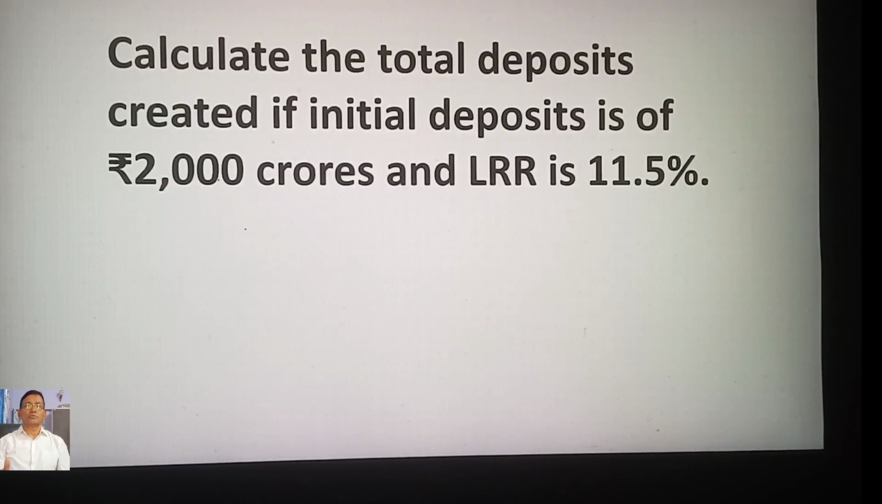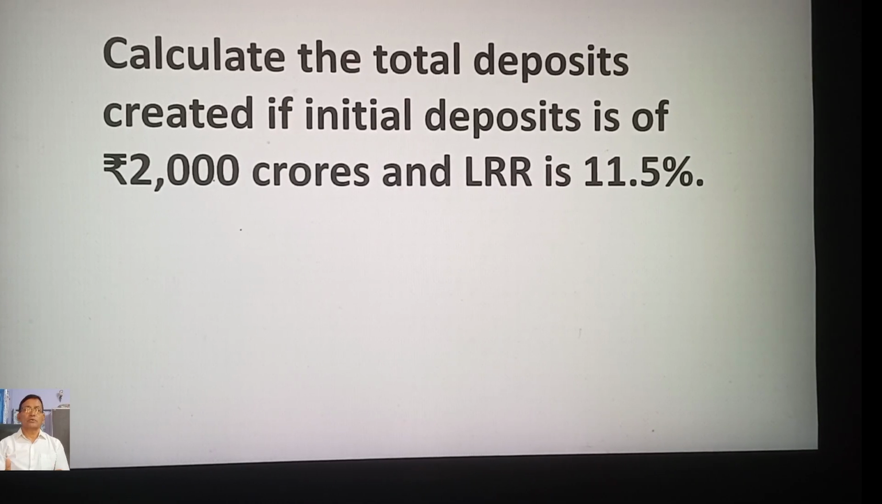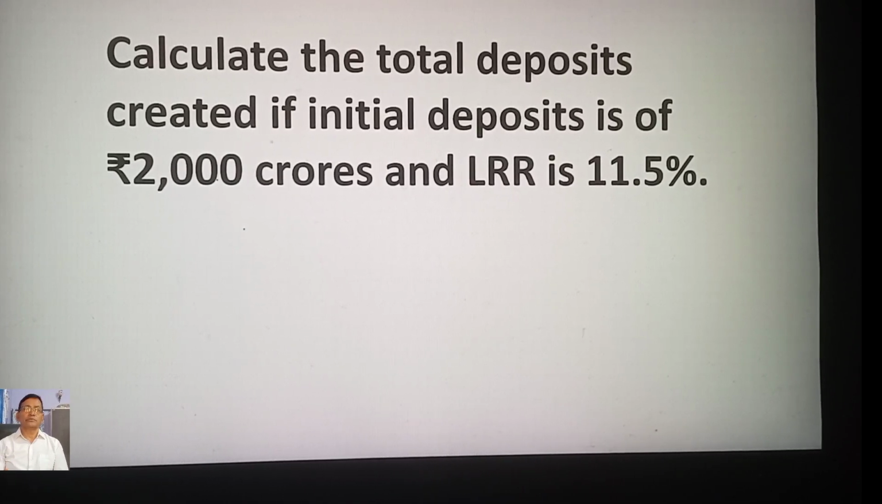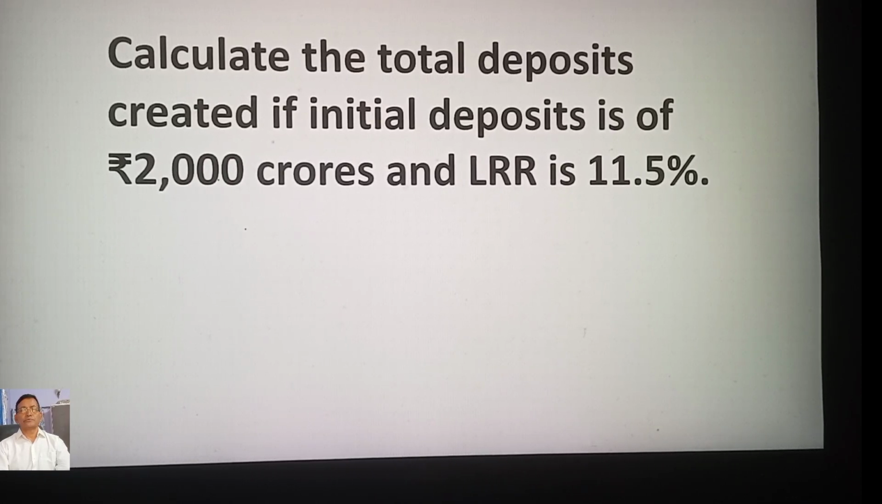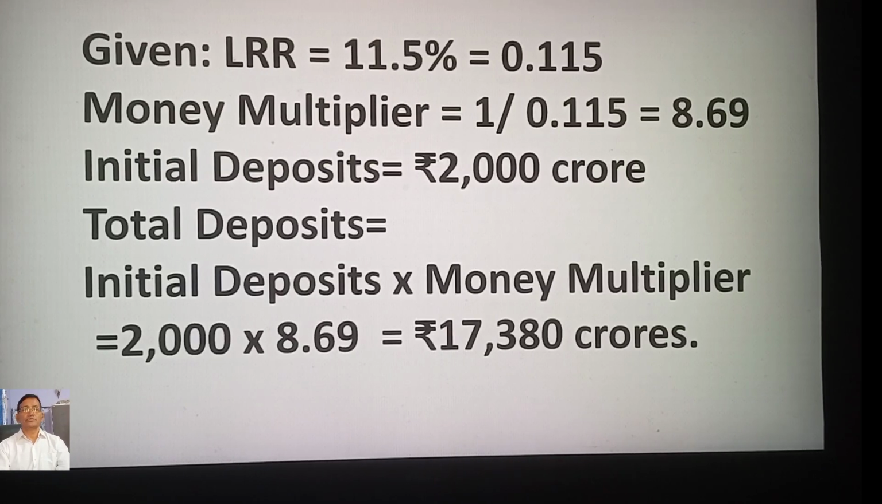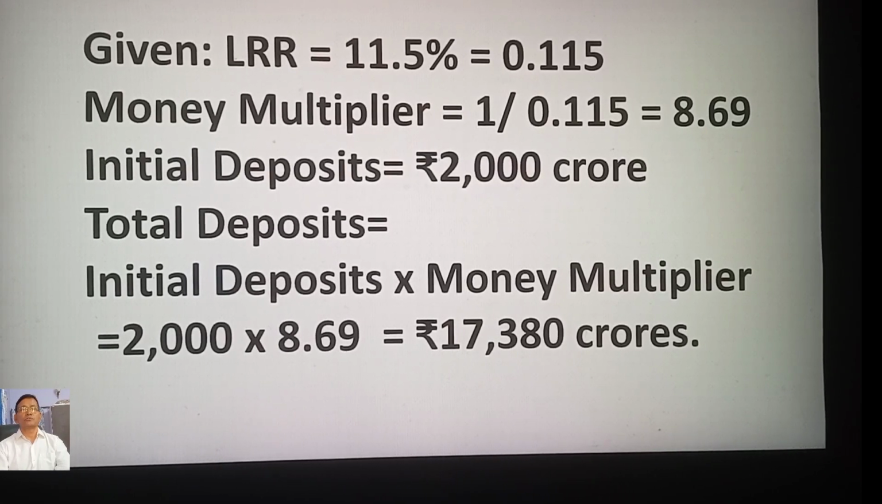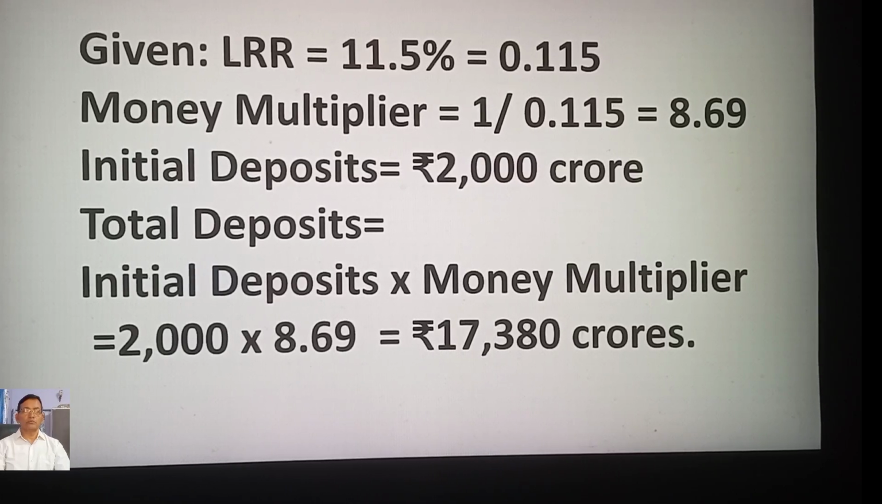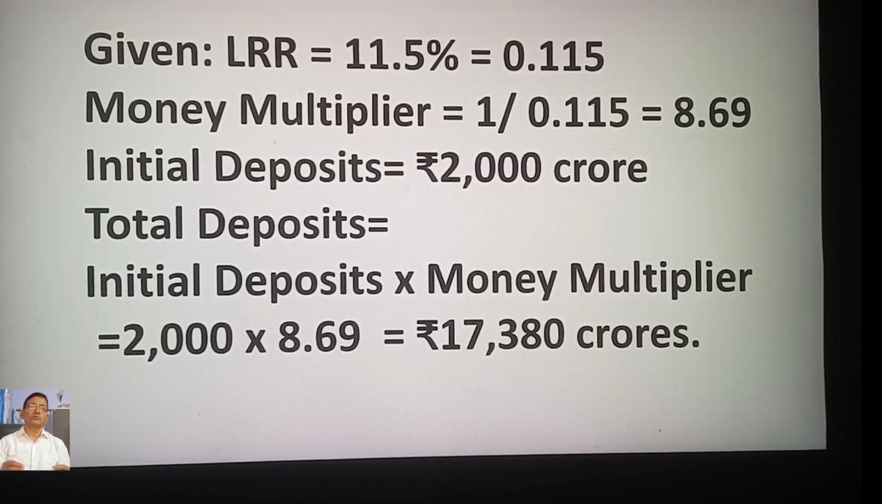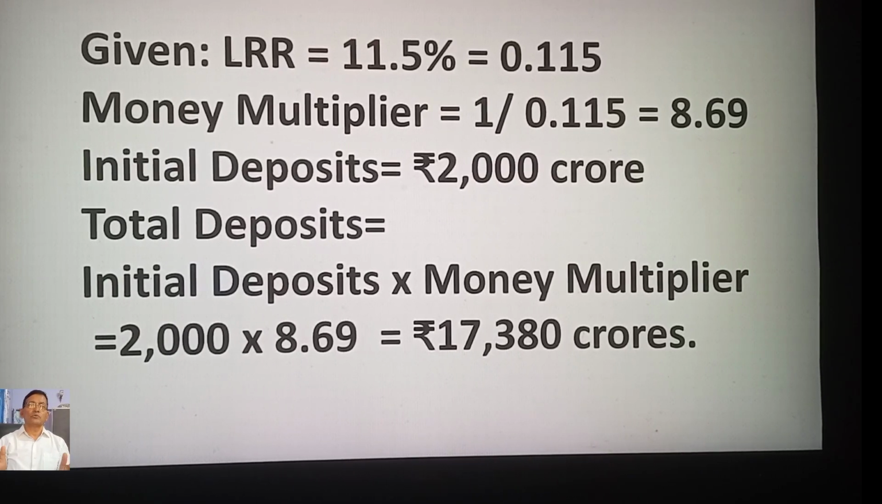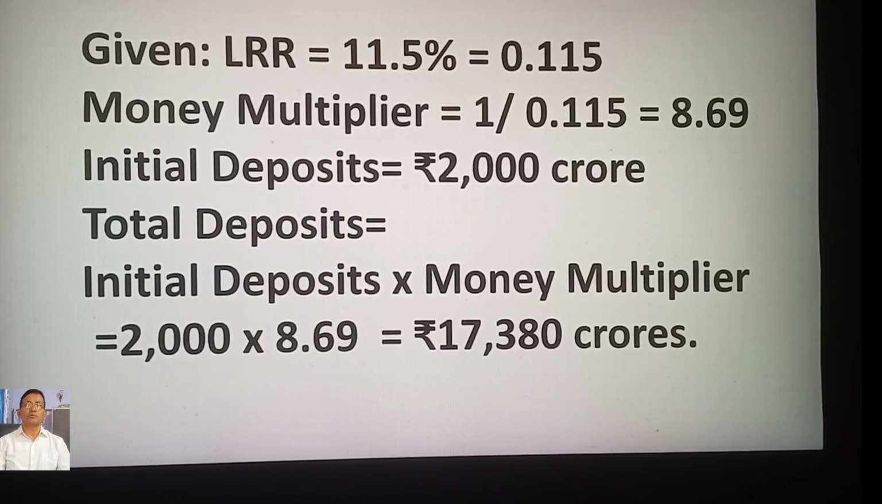Let us solve a problem. Calculate the total deposits created if initial deposits is of rupees 2000 crore and LRR is 11.5%. Solution. Given LRR is equal to 11.5% is equal to 0.115. Money multiplier is equal to 1 by 0.115 is equal to 8.69.